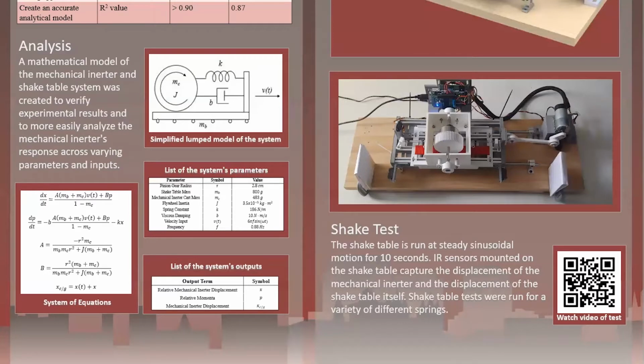The states are x, which is the relative displacement of the mechanical inerter with respect to the shake table, and p, which is the relative momentum of the mechanical inerter with respect to the shake table. And then the output of interest, xc/g, is the displacement of the mechanical inerter with respect to ground, which is simply the integral of the velocity input plus x. The list of parameters used in the final design is shown in this middle table.